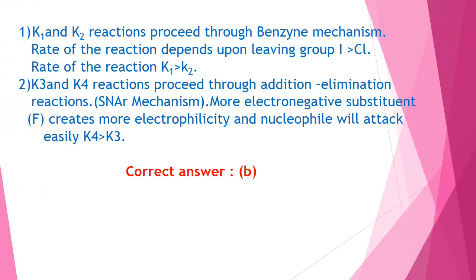Here the K1 and K2 reactions proceed through the benzyne mechanism. The rate of the reaction depends upon the leaving group, I is greater than Cl. Therefore, the rate of the reaction K1 is greater than K2. In the case of K3 and K4, the reaction proceeds through an addition-elimination reaction, the SNAr mechanism. The more electronegative substituent creates more electrophilicity and the nucleophile will attack easily. Therefore, K4 is greater than K3. The correct answer is B.